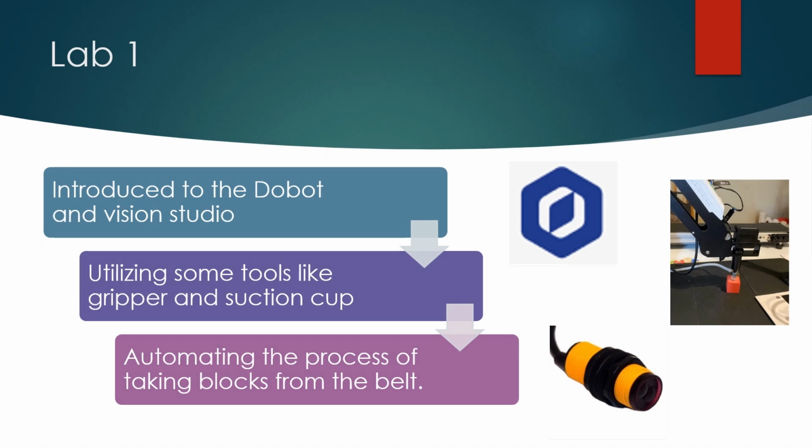For the first lab, we were introduced to the DoBot and how we connected to the DoBot Vision Studio, where we utilize some of the functions that we will discuss in this lab and other labs. Also, we utilize some tools like the gripper and the suction cup, as you can see on the right picture. And by the end of the lab, we succeeded in automating the process where the DoBot takes the blocks from the conveyor based on a signal received by the IR sensor, that you will see a video about in the next slide.